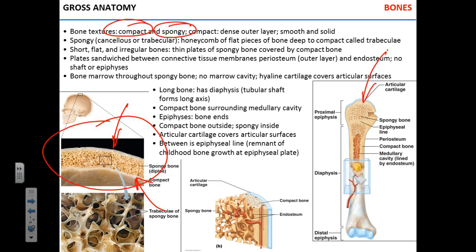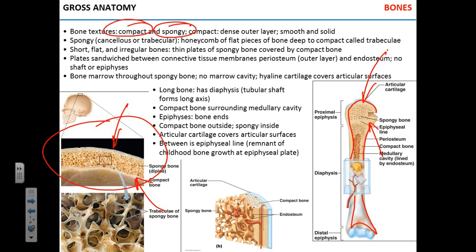Here, compact bone is on the outside of the long bone. Does that make sense? So pretty much what you see, this gentleman, which is plastic, of course, what you can see on this gentleman is the compact bone. All those surfaces are the compact bone.